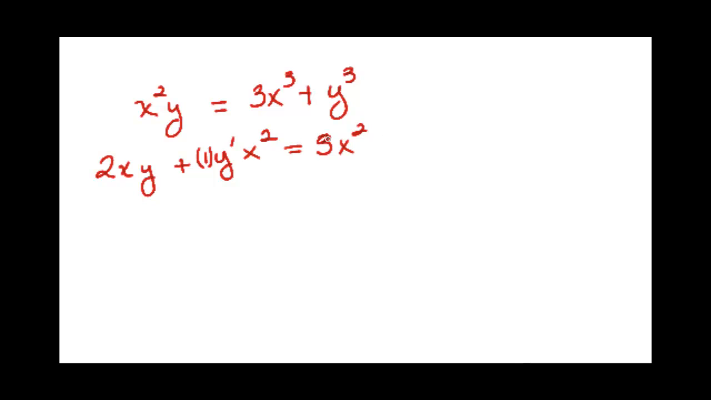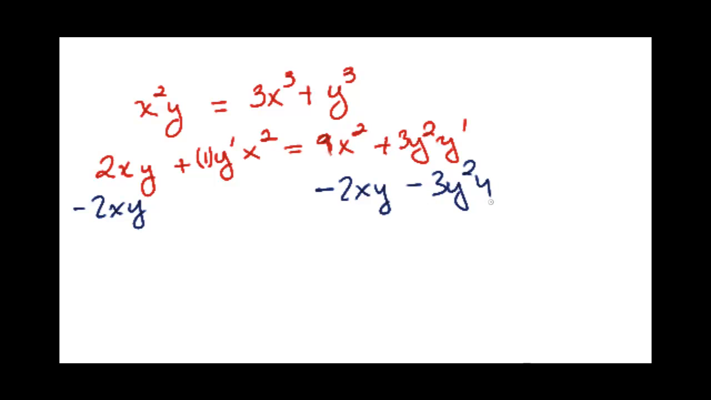Oh, actually that's going to be a 9, right? 3 times 3 is 9. And then plus 3y squared y prime, let's stick with y prime. So then get the y primes on one side, factor out, and get everything else on the other side. So minus 2xy and minus 3y squared y prime on both sides.